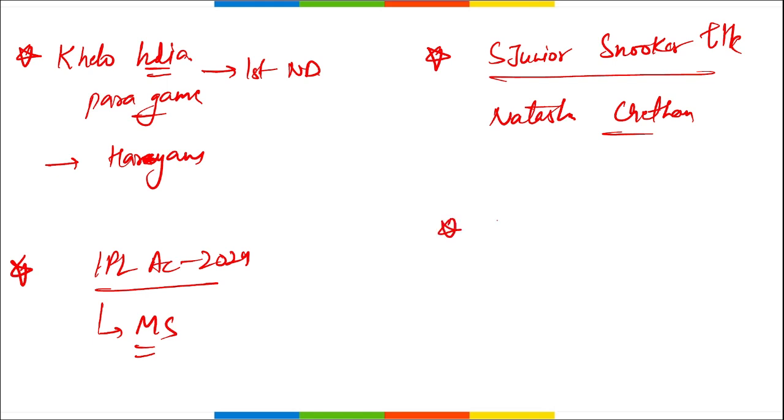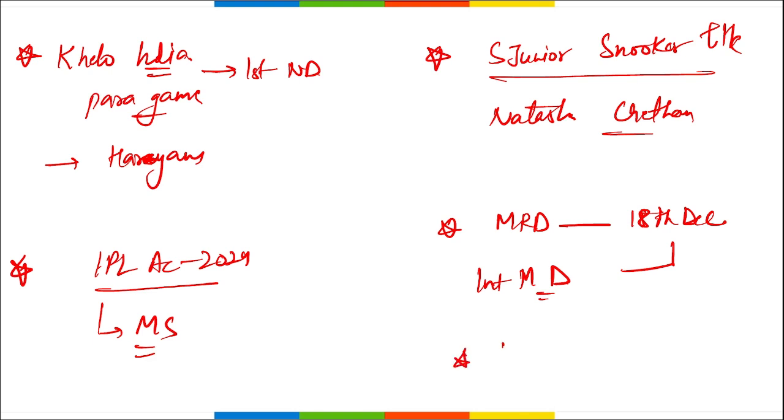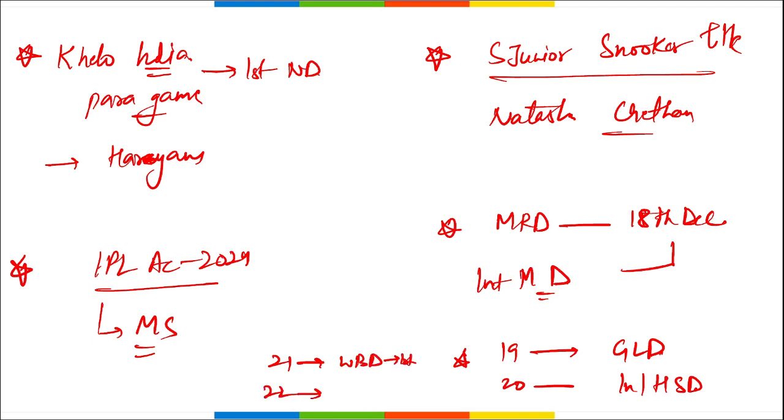Next, when do we observe the Minority Rights Day? On 18th of December. On 18th only we observe International Migrants Day. Then on 19th of December we observe Goa Liberation Day. On 20th we observe International Human Solidarity Day. On 21st we observe World Basketball Day for the first time, and on 22nd of December we observe National Mathematics Day in the memory of S. Ramanujan.